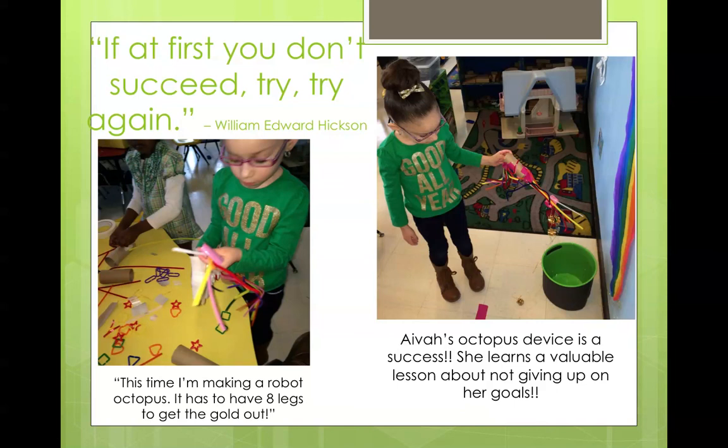If at first you don't succeed, try again. This time, I'm making a robot octopus. It has to have 8 legs to get the gold out. Ava's octopus device is a success. She learns a valuable lesson about not giving up on her goals. She used a piece of tape at the end of one of her octopus legs and it stuck onto the gold and was able to pull it out. So she used a different method than Zion did, but both of them were successful.